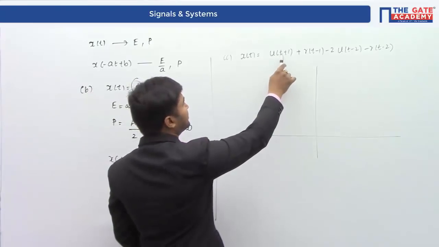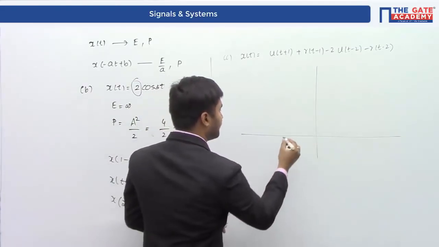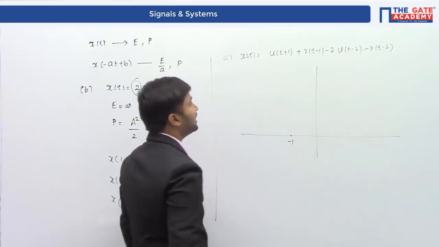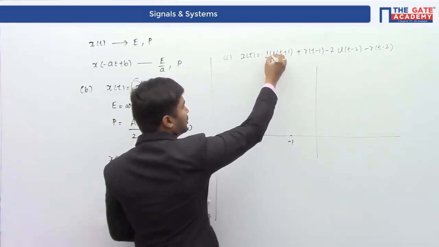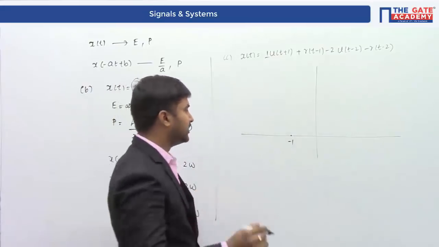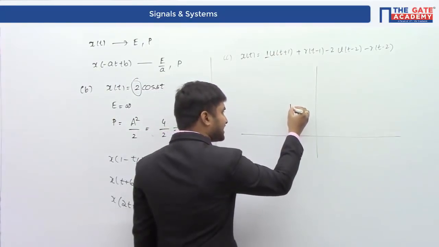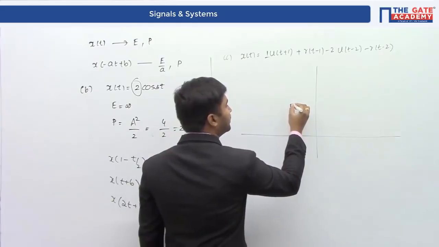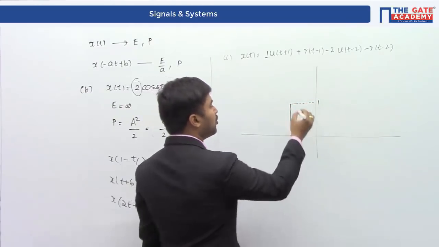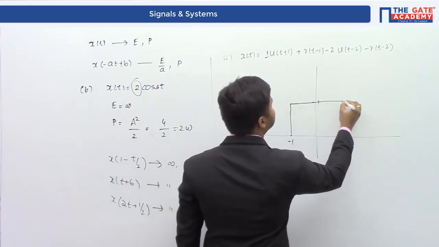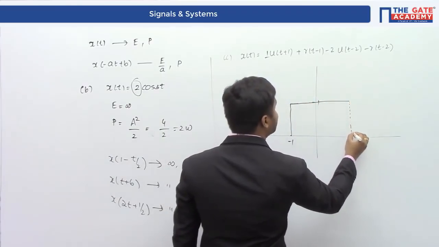First of all, we are starting with t is equal to minus 1. At t is equal to minus 1, you are having a step of 1 unit. It means that there is a sudden increase in the amplitude of 1 unit, and it is going to go with the same amplitude until you are adding anything else.